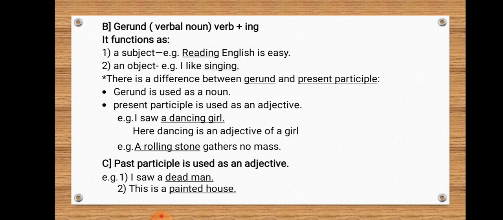Gerund is used as a noun and present participle is used as an adjective. For example, I saw a dancing girl.